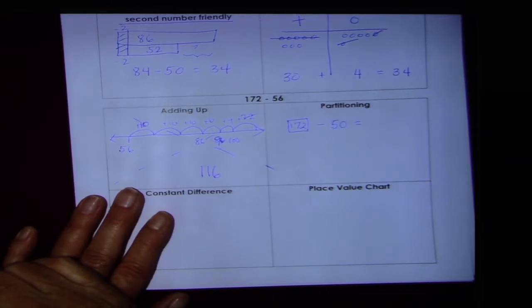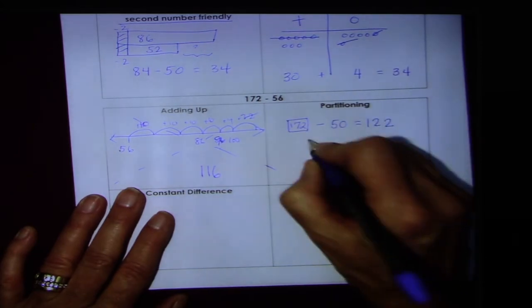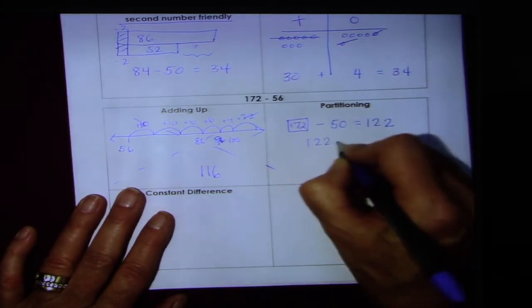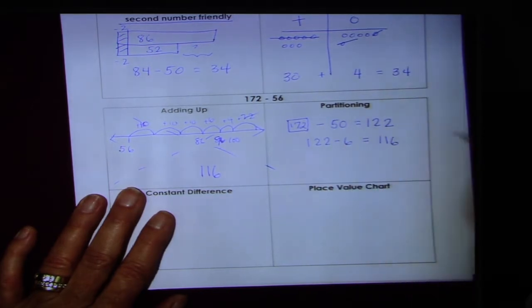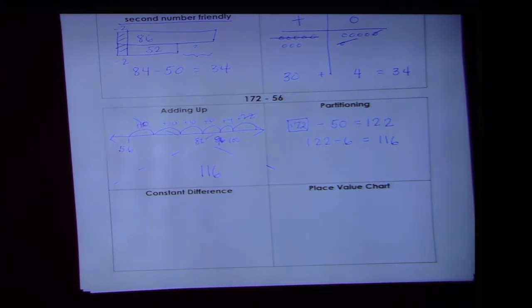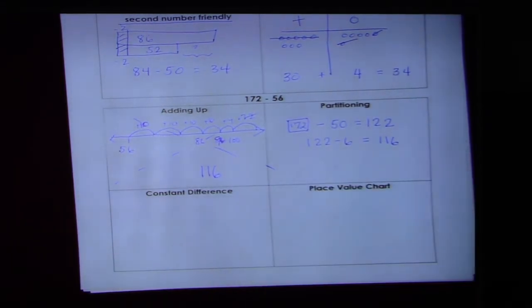This could be stretching it for some kids. I can do it. I would say half the class is going to be able to do it, but half the class isn't. So we get 122, and then I have to take away that final 6, and I get 116. This is going to keep working well for kids with strong number sense.